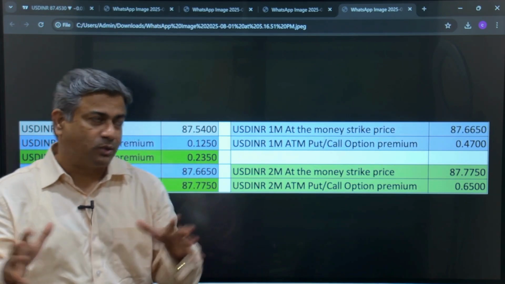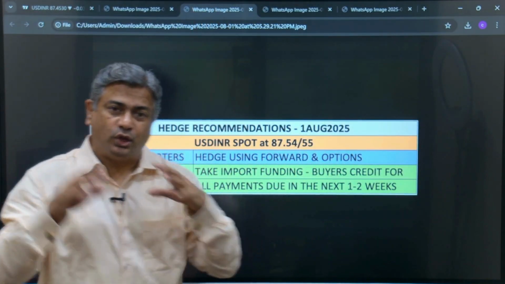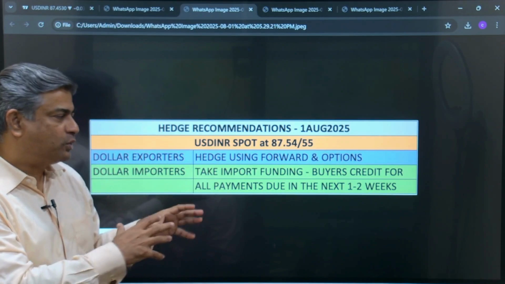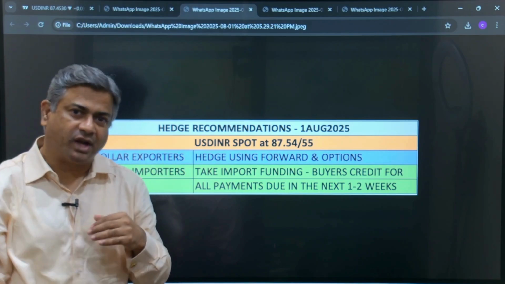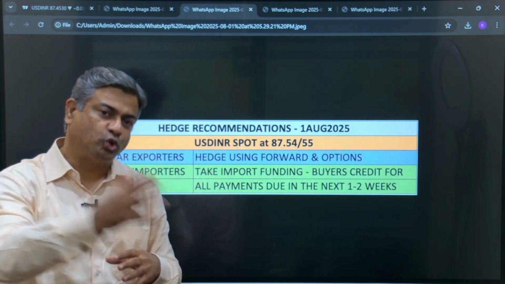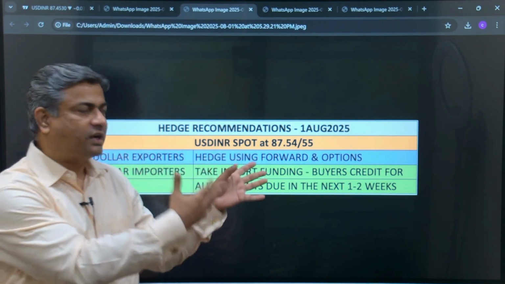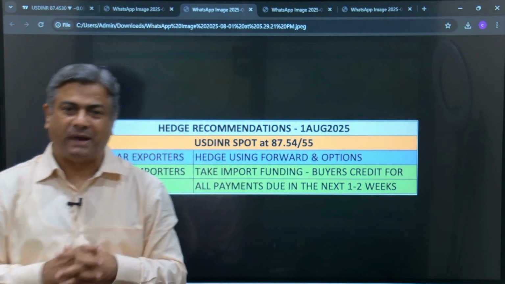So that's the conclusion to all exporters: please look to hedge using forwards and options. Importers can take buyer's credit and postpone their payment, and whenever the rupee recovers, let's say it recovers to 86, 86.50, at those levels you can look to hedge back the buyer's credit that you have taken at 87.50. So that is it from my side.